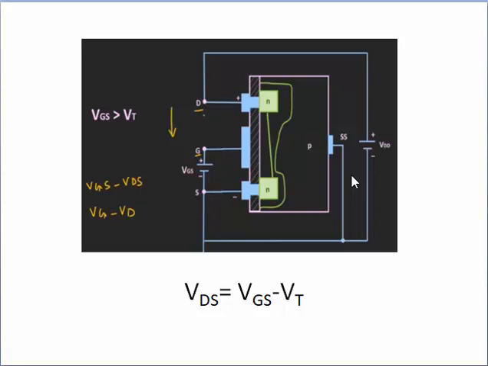So for a fixed value of VGS, if we further increase the VDS, then the difference between gate and drain terminal will be even less than the threshold voltage. Due to that, the channel will not be formed towards the drain terminal. So the current through the channel should become zero.